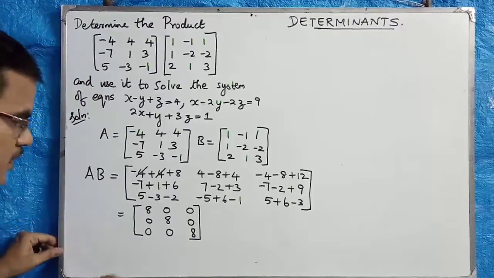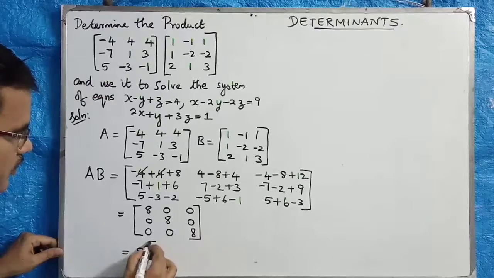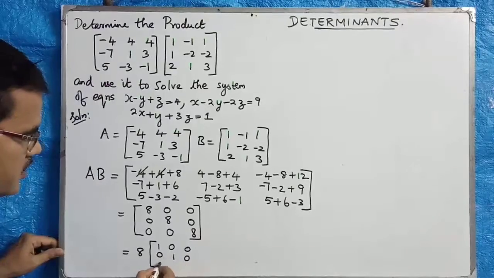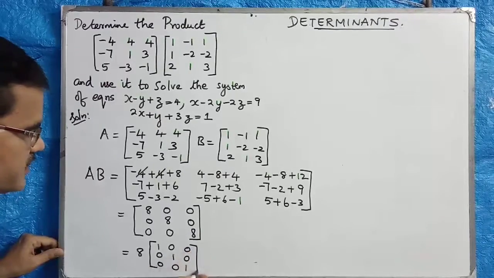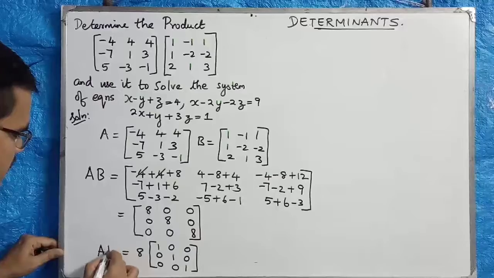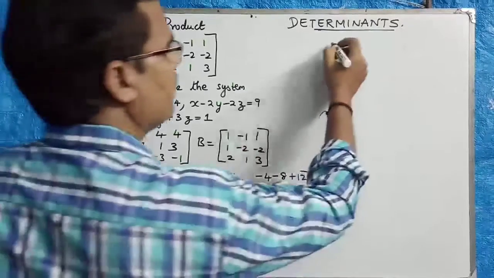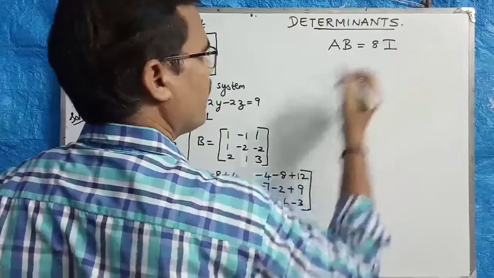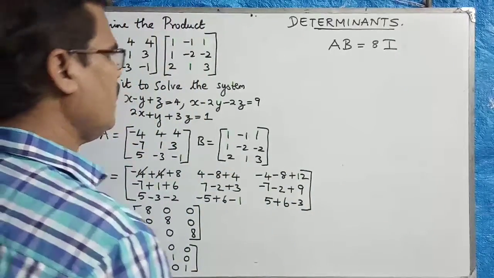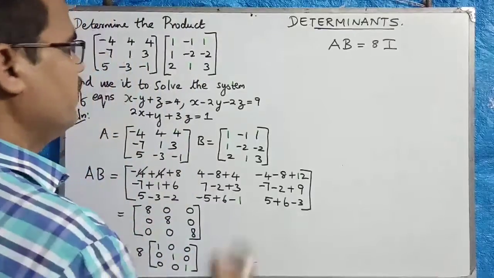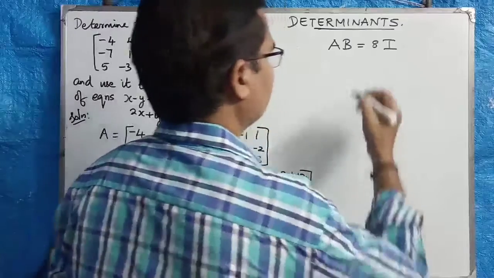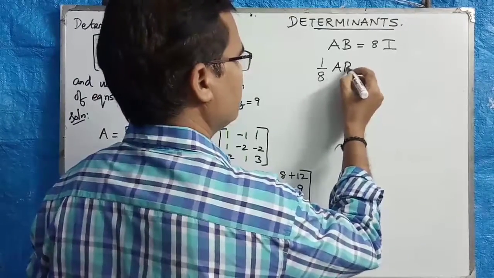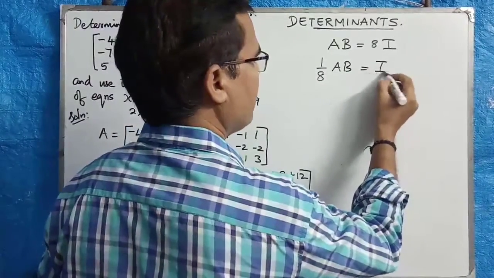Can you understand? Now we'll take 8 common out. We have 1, 0, 0; 0, 1, 0; 0, 0 and 1, which is the identity matrix. So AB is given as 8 times I. Now with this we need to find the inverse. Now we'll bring the 8 to the other side. We have 1 by 8 times AB equals I.